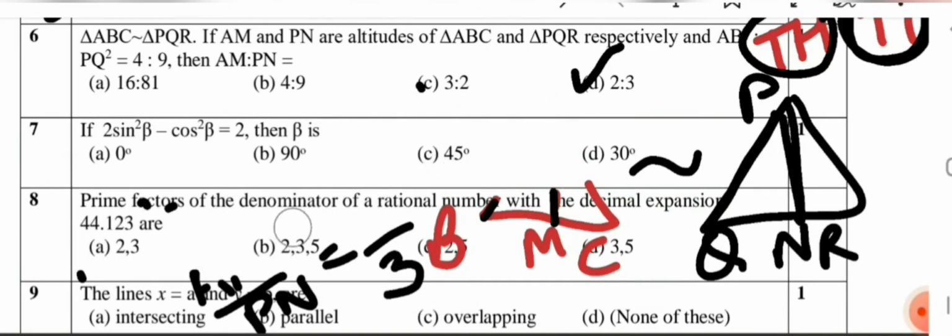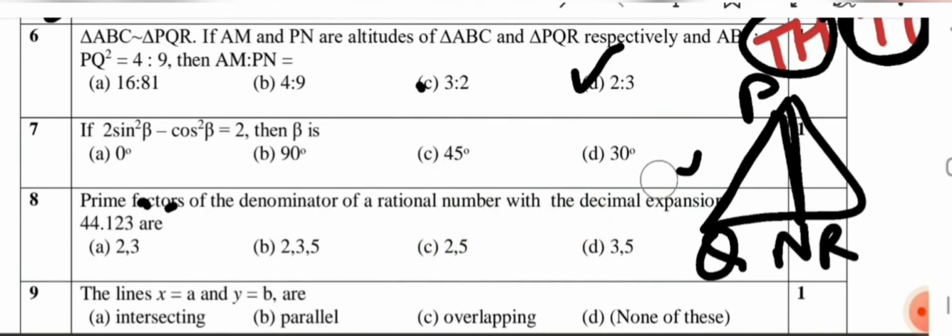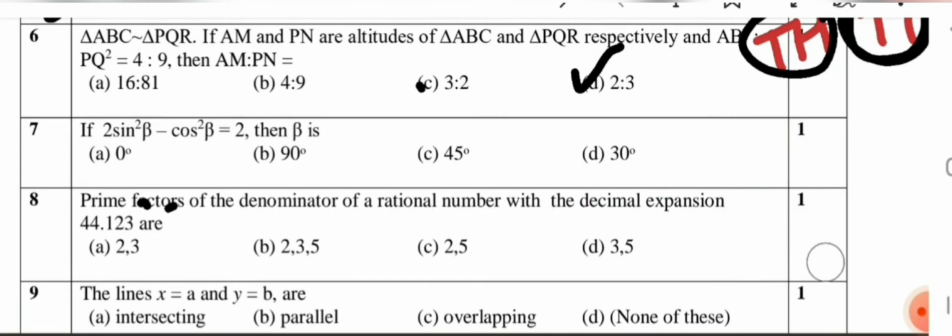So I hope this question is clear to you. It is based on the similarity topic from the chapter triangles. So the correct answer is option D.